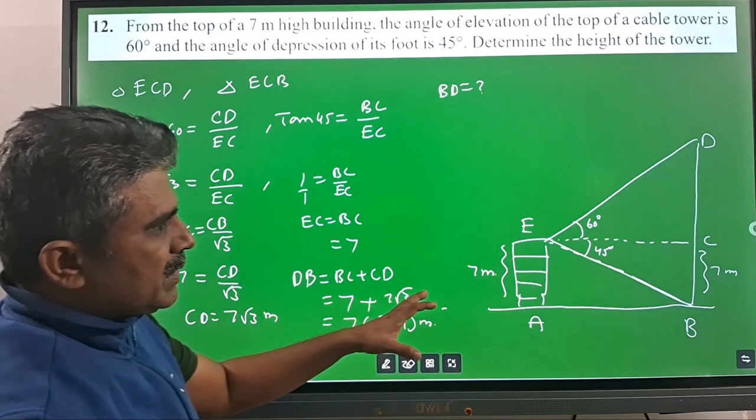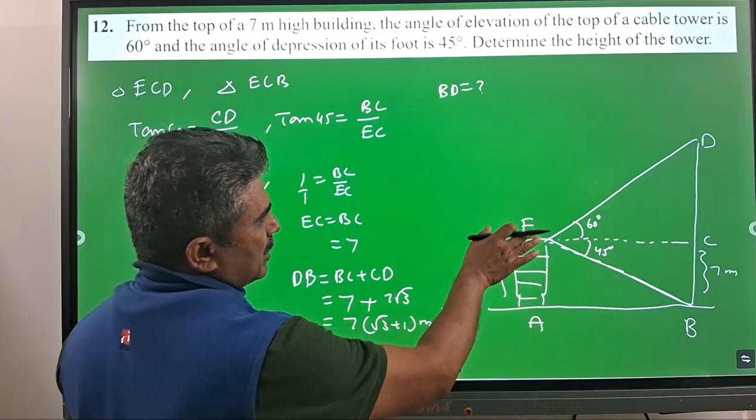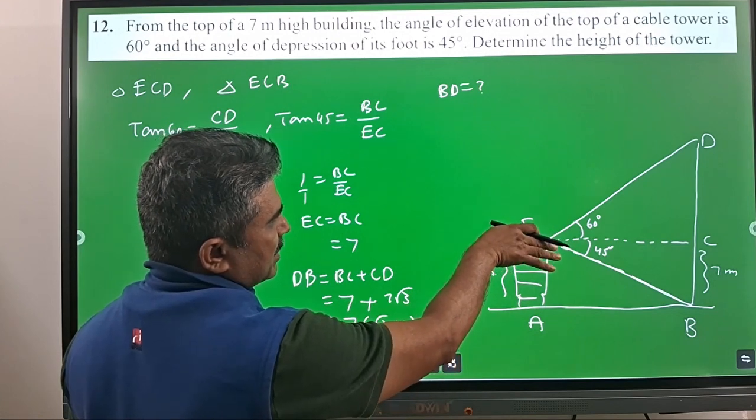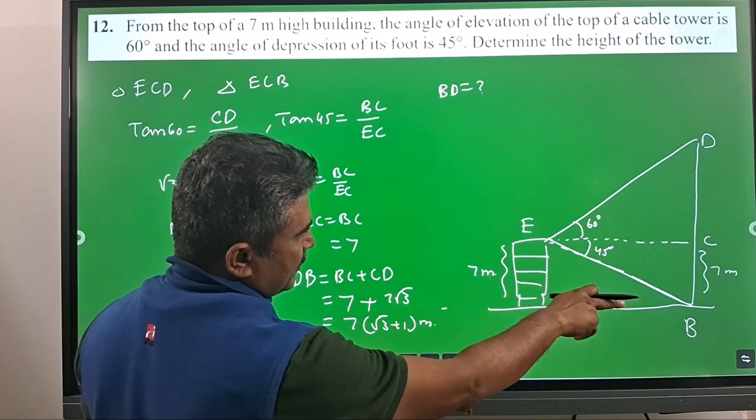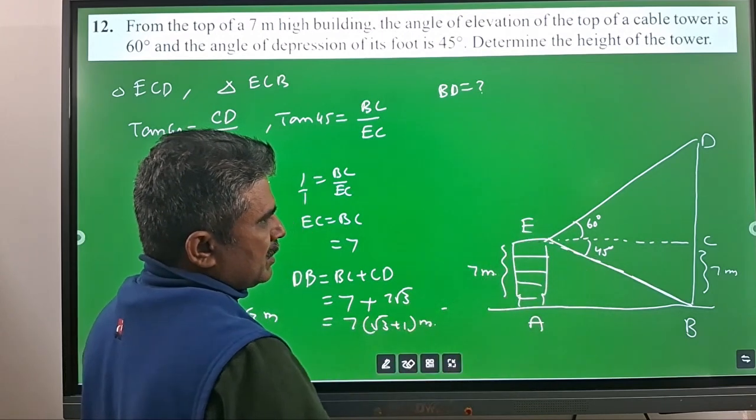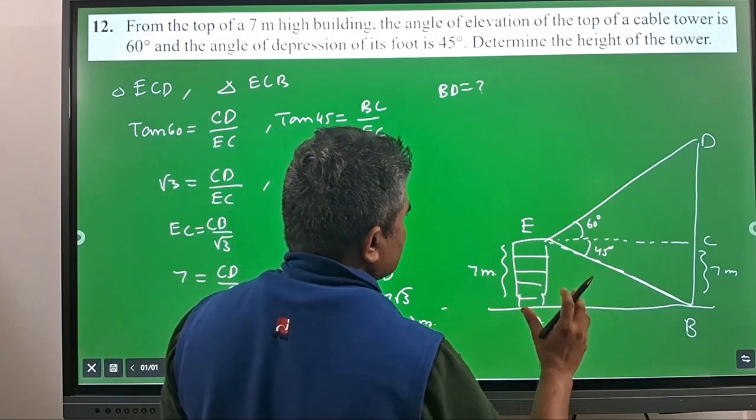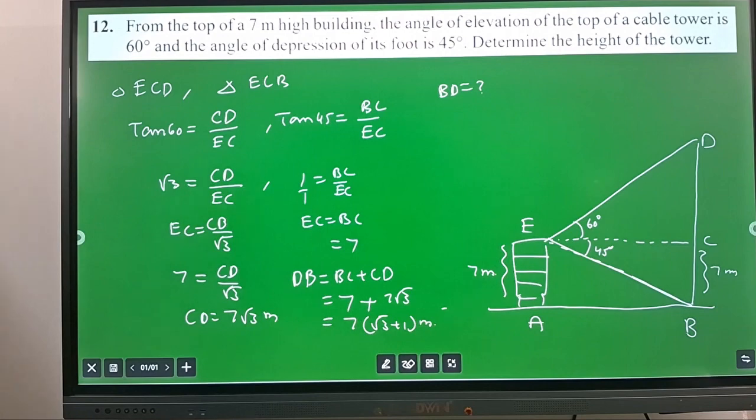Here drawing is the important thing. So we have a building which is given height 7 meters, and on the top of the building you are observing the tower's top with an elevation angle of 60 degrees and the foot of the tower with a depression angle of 45 degrees. So this drawing is important. So from there we can easily take the ratios and process the information.